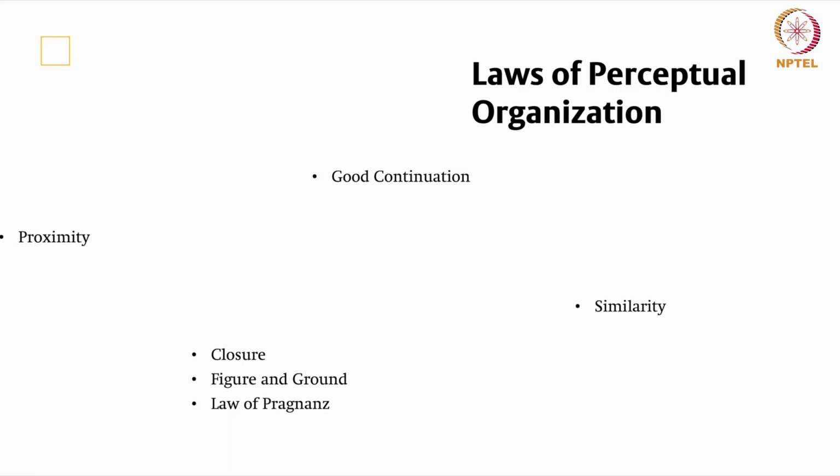What do you see on the screen? There are textual elements along with one yellow square in the corner. This one says a law of perceptual organization. Then there are other words about good continuation, similarity, closure, figure and ground, proximity, etc. We are not going deep into these laws because Professor Saurabh is going to cover this in detail when he is covering design principles.